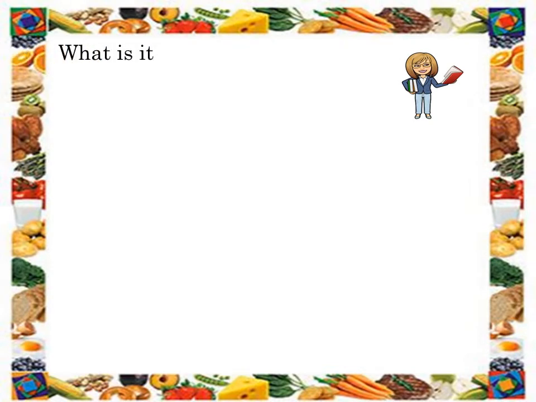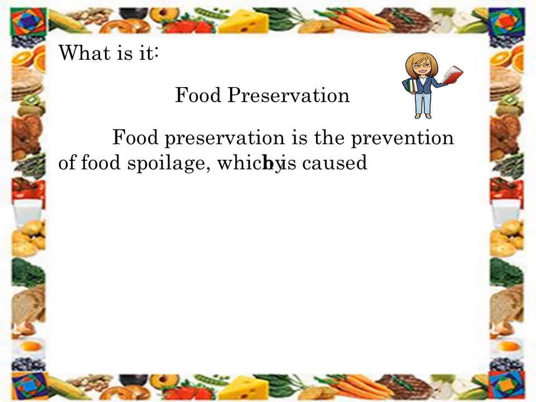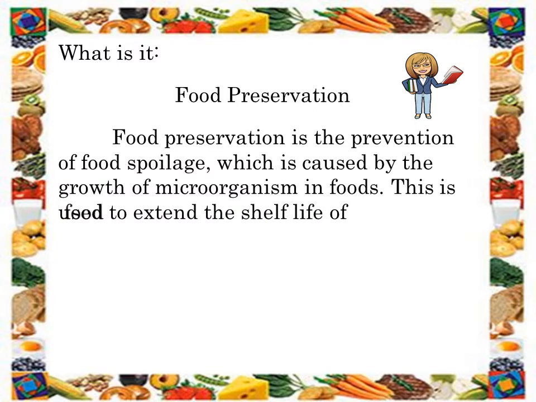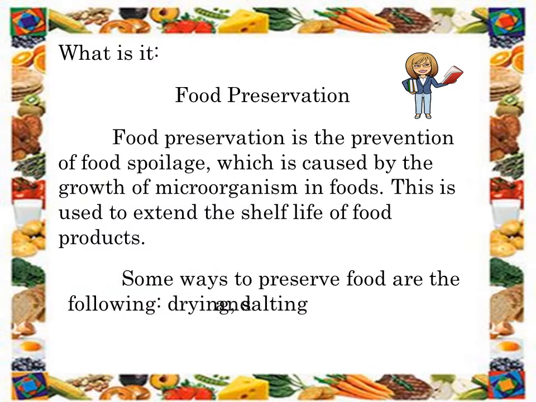Let us find out what is the meaning of food preservation. Food preservation is the prevention of food spoilage, which is caused by the growth of microorganisms in foods. This is used to extend the shelf life of food products. Some ways to preserve foods are the following: drying, salting, and freezing.